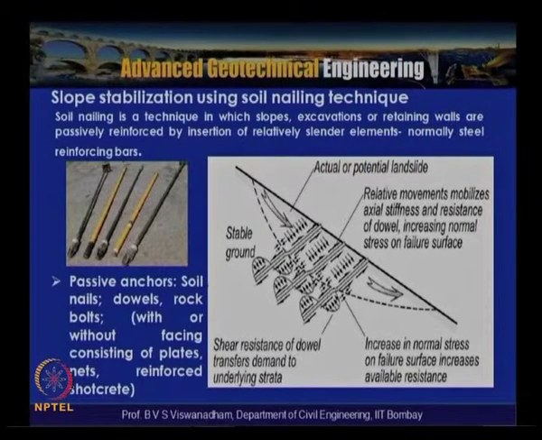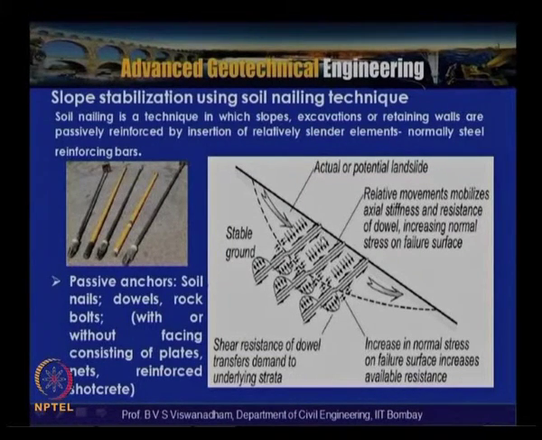So in this particular slide these are the reinforcing bars typically shown, and there are different types of nails which we are going to discuss. Suppose this is the potential failure surface, and this is a portion which is called the stable ground, or this is say active ground or actual or potential landslide zone.